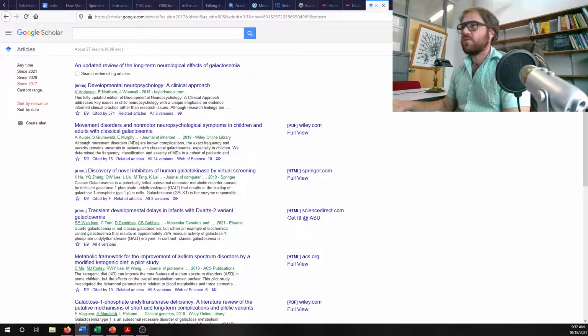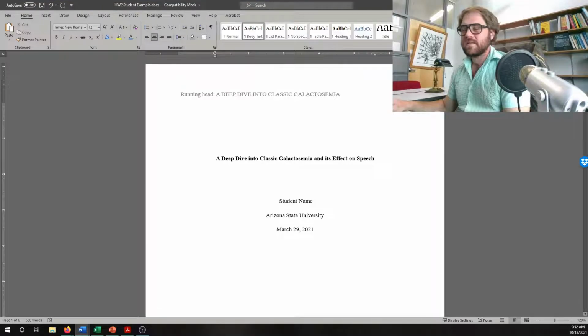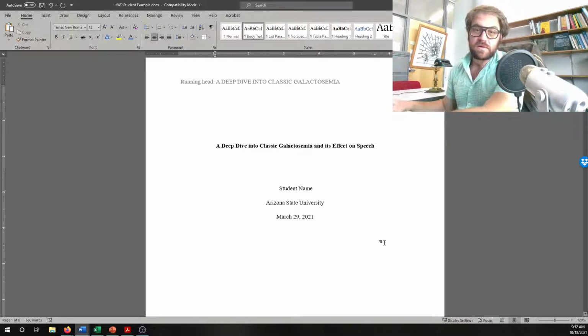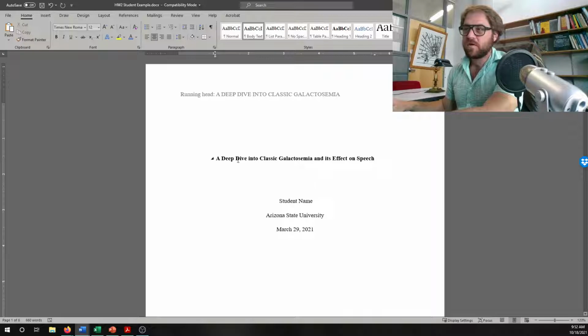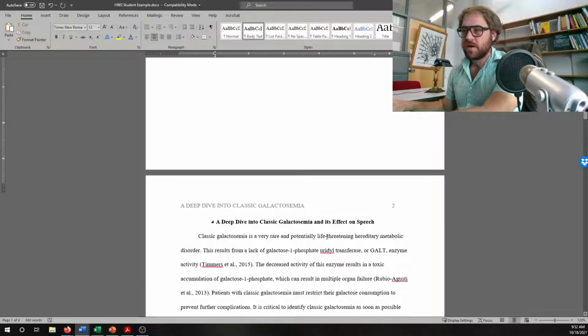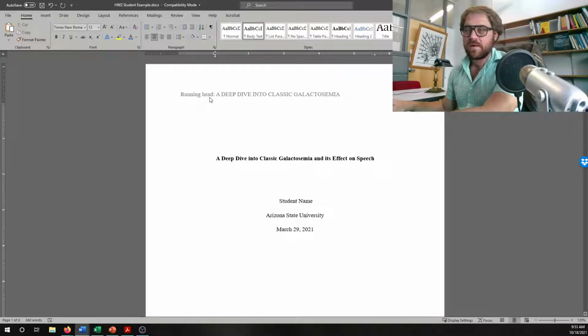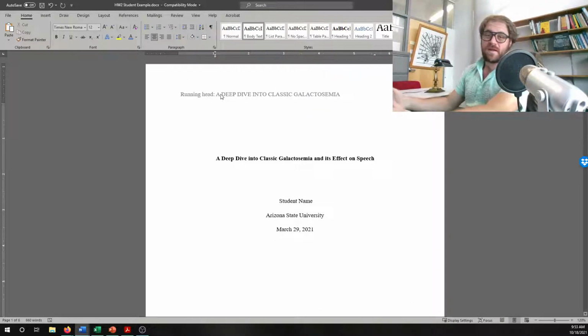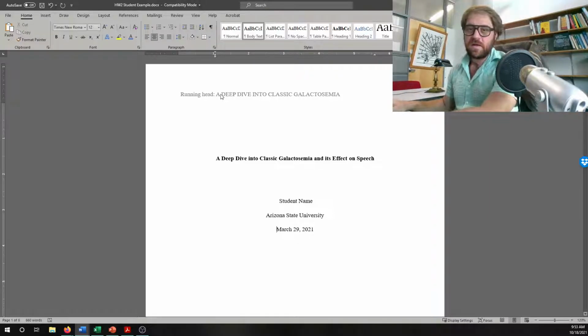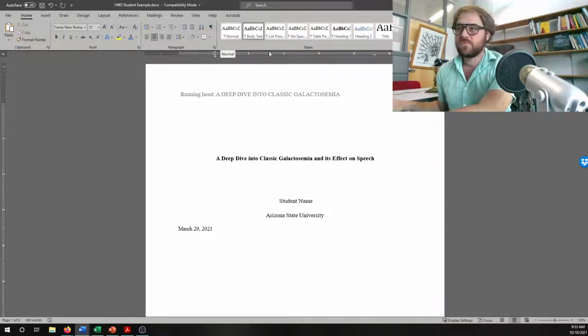Let me show you the paper of someone who did this, and this paper got full points. So I'm going to just walk you through this really quickly. They have a title page here, title, this is their name, where they are, and the date. This was before the new APA manual came out, so they still have a running head. This is not something you have to do anymore. She wrote this after the manual came out, I think it was 2020. That's fine though. It's not a big deal.